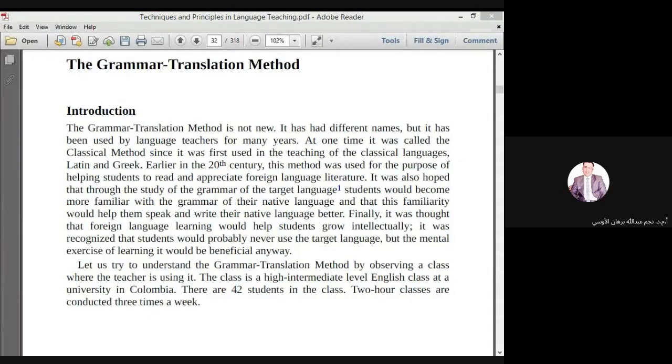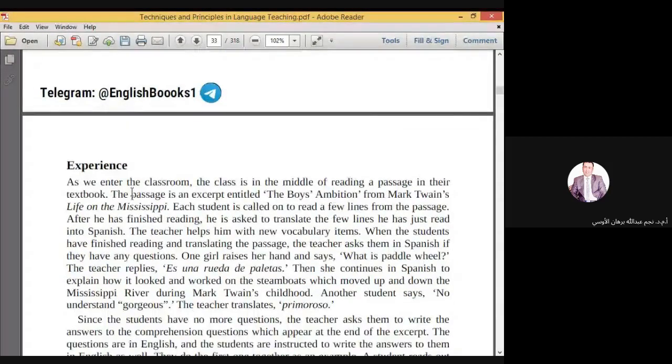Finally, it was thought that foreign language learning would help students grow intellectually. It was recognized that students would probably never use the target language, but the mental exercise of learning would be beneficial anyway. So this is the history or introduction, or a general meaning, we can say, for the grammar translation method. Next, experience. Experience means how can we teach this approach or method.